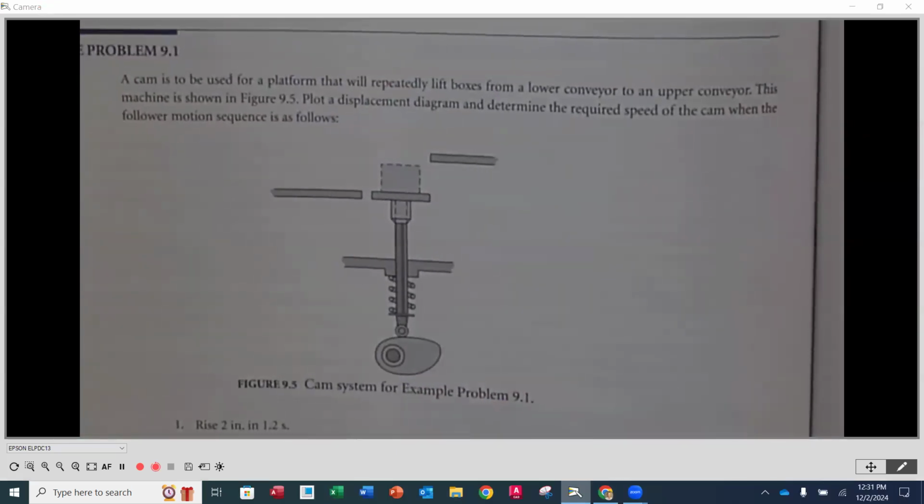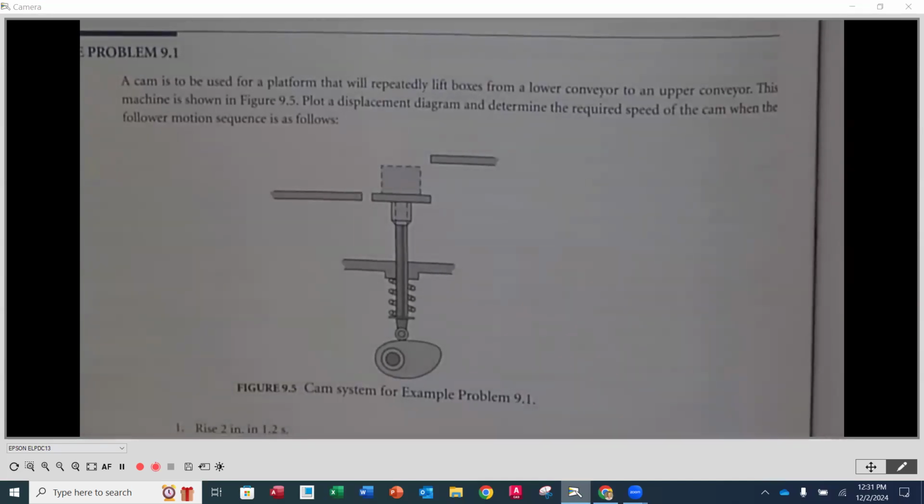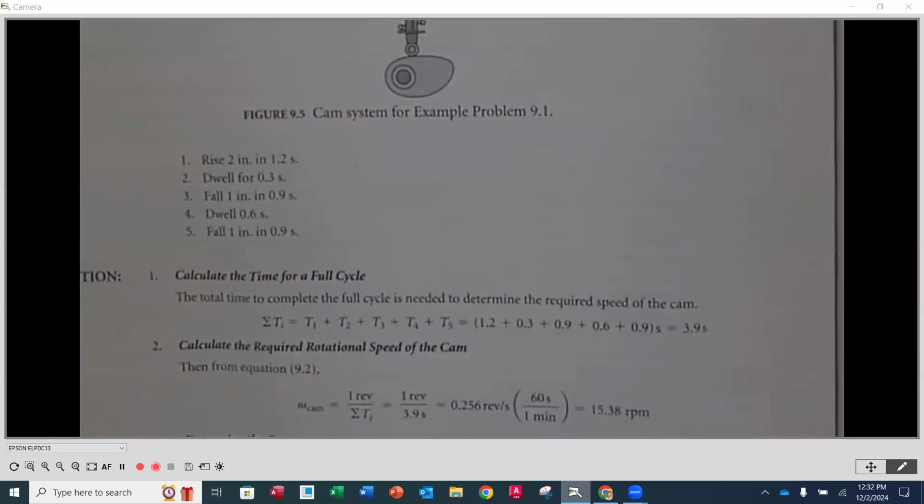Plot a displacement diagram and determine the required speed of the cam when the follower motion sequence is as follows, okay? You're going to notice that here's the sequence. It's 5 steps. We want to rise 2 inches in 1.2 seconds. We want to dwell for 0.3 seconds. And then we want to fall 1 inch in 0.9 seconds, and then dwell for 0.6 seconds. And then lastly, we're going to fall an inch in 0.9 seconds. Okay, so that's the motion we want in 1 revolution.